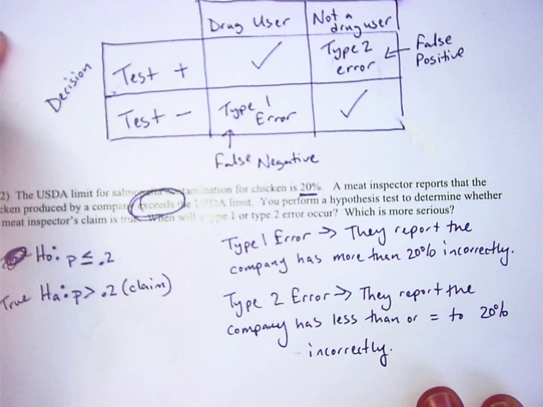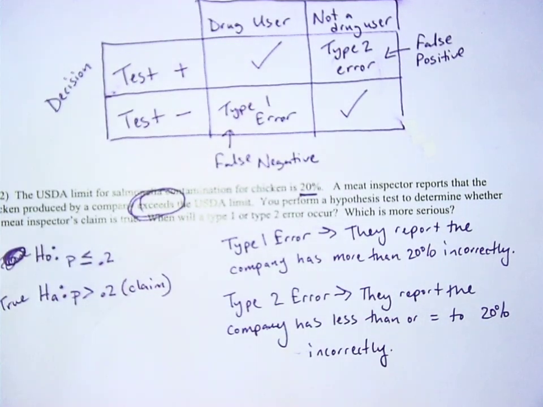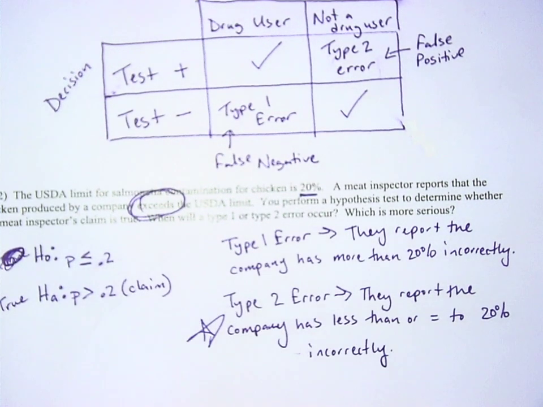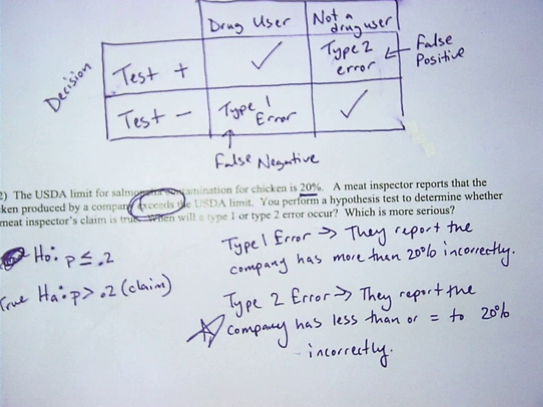Okay, so which one's worse? Salmonella, probably for this situation, would be type 2. Yes, I would say type 2 would be worse than this one, because they're saying that the company essentially is safe, and they're wrong. So I'd say type 2 is the worst one in this one, if we're talking about public safety. If we're talking about your company being shut down unnecessarily, it'd be a type 1. But let's hope that human welfare is probably more important than a company.